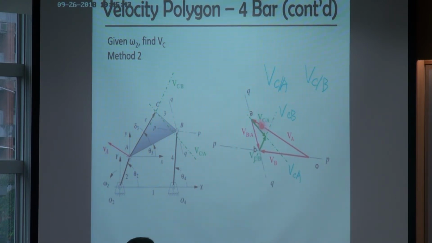So yeah, you can draw from point A to point C, and that line is representing VCA, and this line is representing VCB. If we want to find VC, just connect from this origin to point C, and this line is going to be VC.